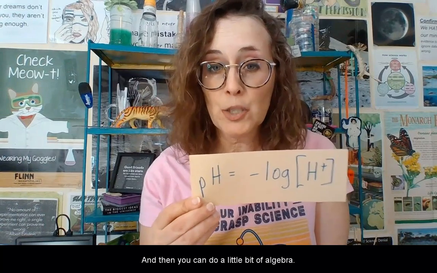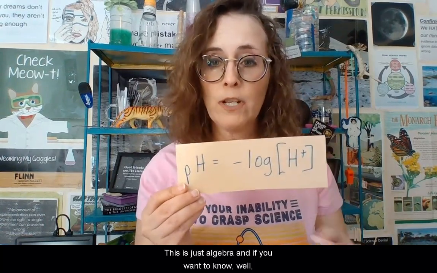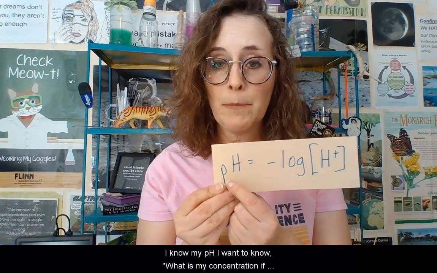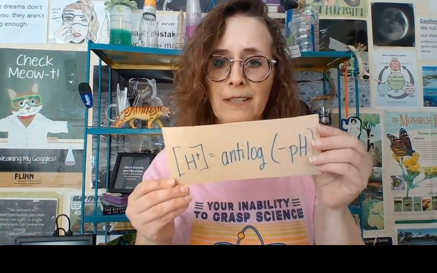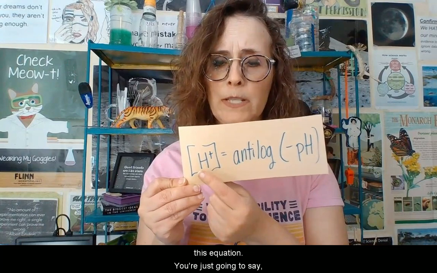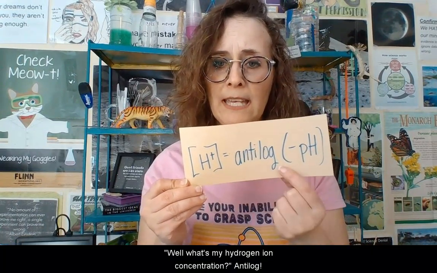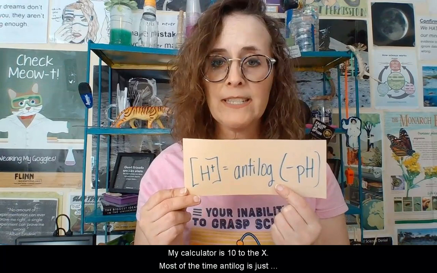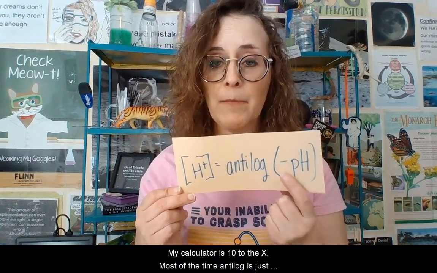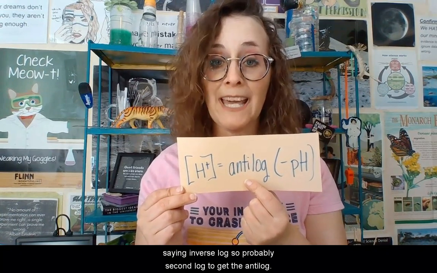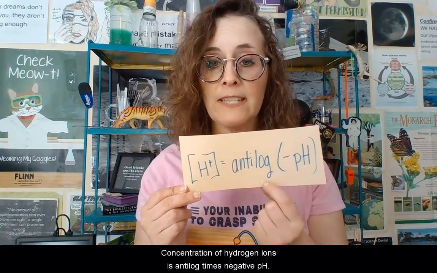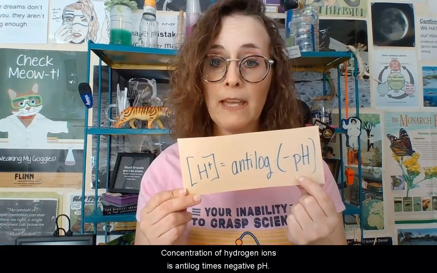And then you can do a little bit of algebra. This is just algebra. And if you want to know, well, I know my pH, I want to know what is my concentration if my pH is 2.77, then it's just this equation. You're just going to say, well, what's my hydrogen ion concentration? Anti-log. My calculator is 10 to the x. Most of the time, anti-log is just saying inverse log. So probably second log to get the anti-log. So concentration of hydrogen ions is anti-log times negative pH.